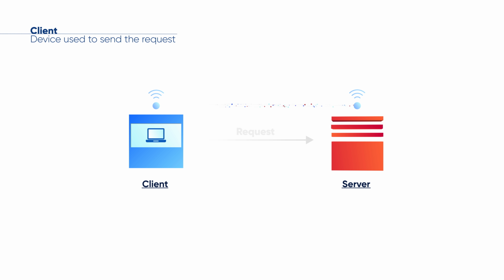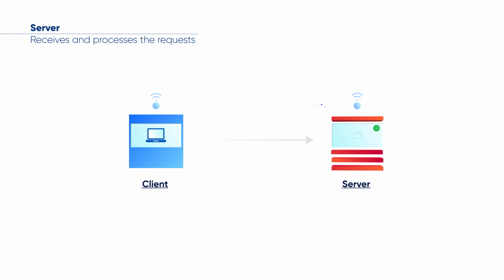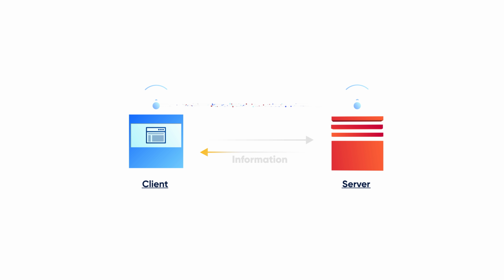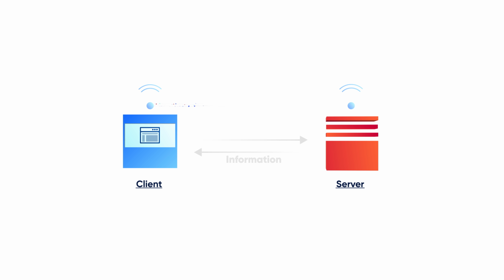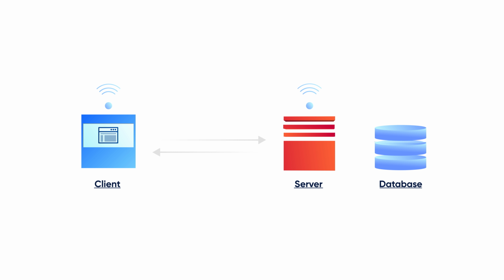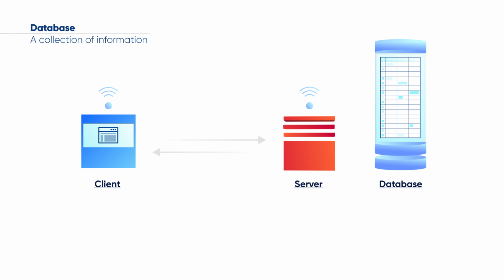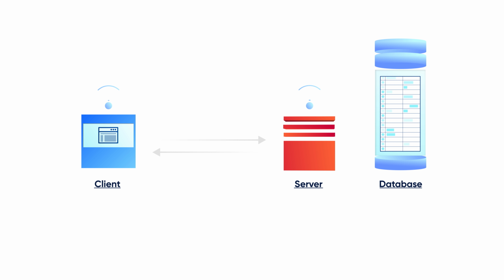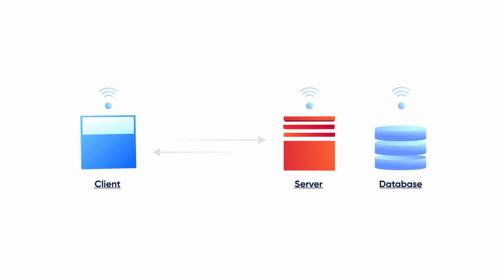The server receives the request, checks its validity, processes the data, and fulfills the request by providing information to the client. All the data processed by the server is stored in a database. A database is a collection of information that is organized so that it can be easily accessed, managed, and updated. You can imagine it as a big Excel file that contains all sorts of information, such as email addresses, usernames, passwords, and preference settings.